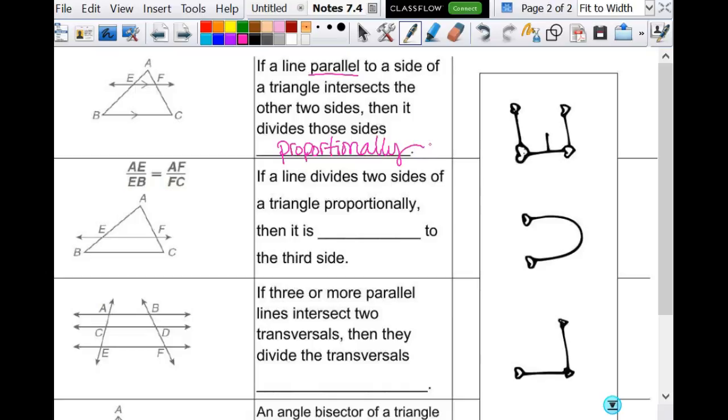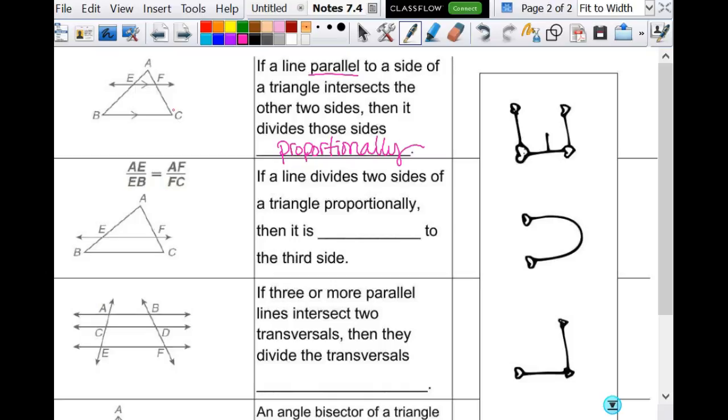Right? So it has to say if it intersects the other two sides, because I mean I could have a line that's parallel down here that would have nothing to do with that triangle, but this line is parallel and it divides the sides, it divides the triangle proportionally. We've had another line or a segment that goes through a triangle, which was called a mid-segment. And with the mid-segment, E and F would have had to have been the midpoints. So these aren't necessarily the midpoints. They could be, but we don't know that. All we know is that it divides the sides proportionally.